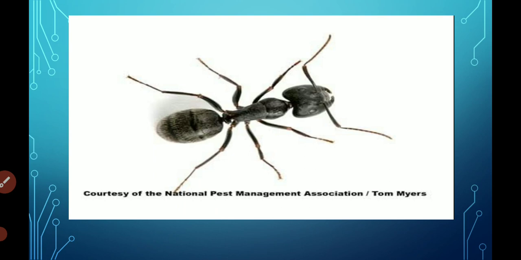Ant is called a social insect because ants live in groups. Ant has 6 legs and moves in a line.